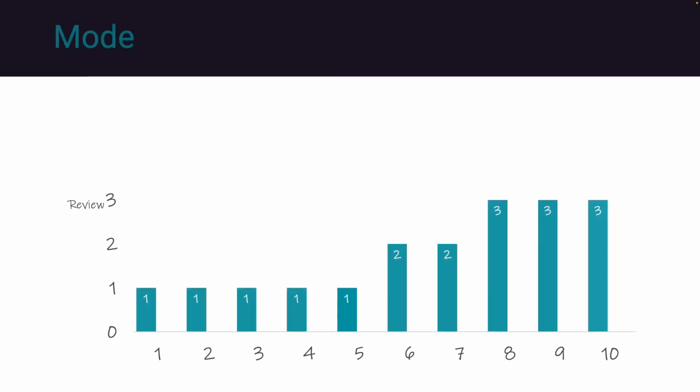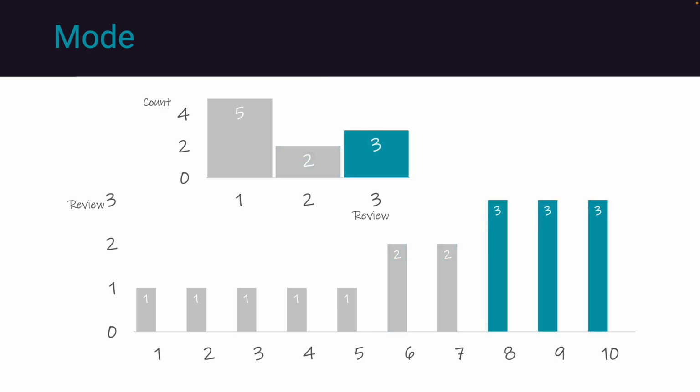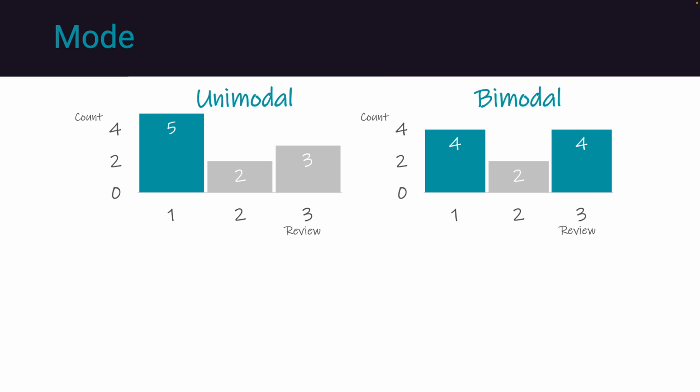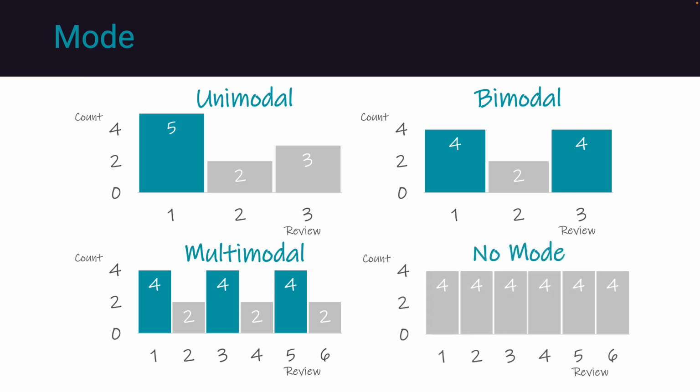Lastly, the mode identifies the most common rating. We start by creating a histogram with 5 1s. We have 2 2s and 3 3s. In our case, the mode is 1, occurring 5 times, making it 50% of the dataset. Datasets can be unimodal if they have one mode, bimodal if there are 2 modes like the graph on the right, multimodal if there is more than 2 modes, or lack a mode altogether if the count of all values is the same.